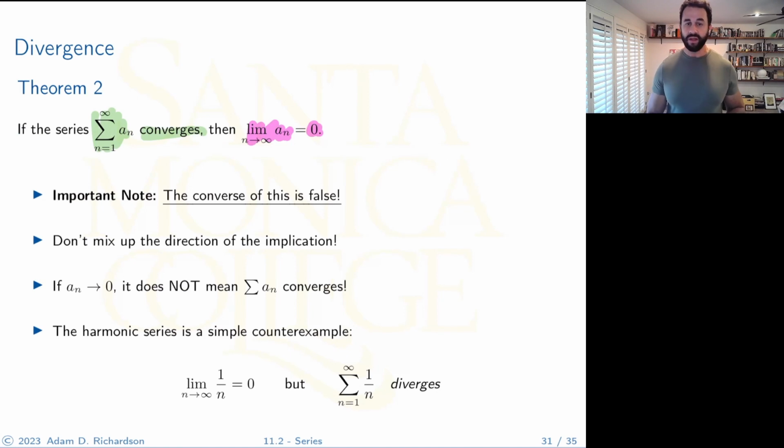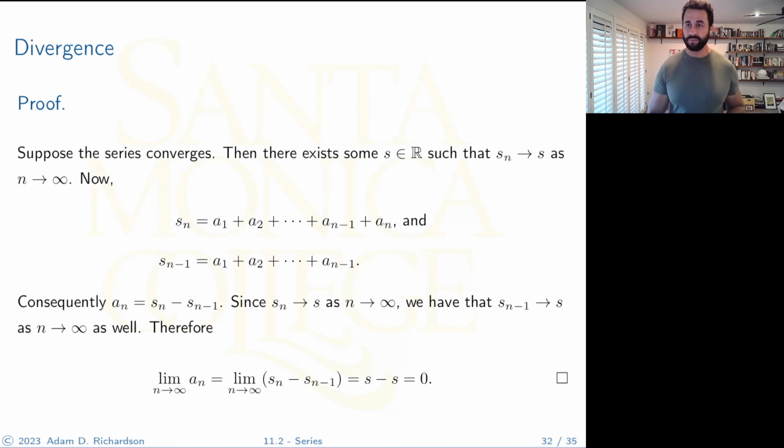So now let's prove this theorem. This theorem says that if your series converges, then it must be the case that the terms go to zero. If your series converges, the terms must go to zero. Let's prove that. And here's the proof. We're supposing the series converges. So, in other words, that means there is some real number s such that the sequence of partial sums of the series converges to s. That's by definition, right? That's the definition of convergence.